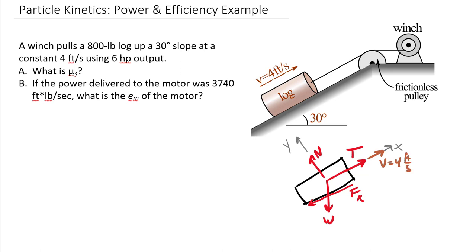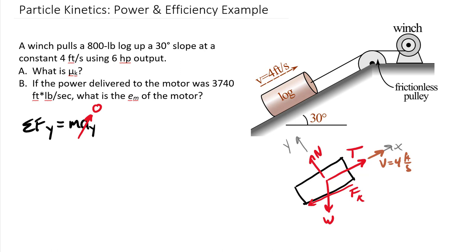So if we apply some Newtonian kinetics, it's going to look a lot like statics. Sum of forces equals zero. So let's go ahead and start there. Sum of forces, starting in the y direction, is equal to mass times a sub y.